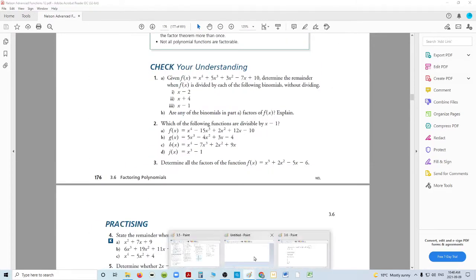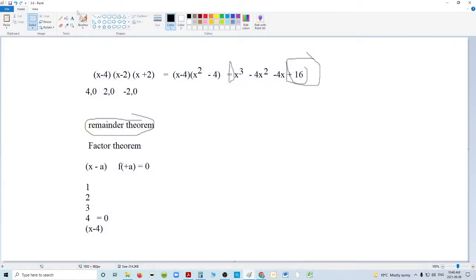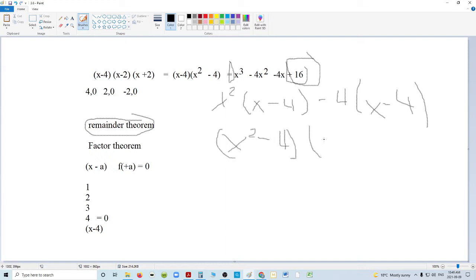Looking at the example I gave you here, if I were to group these two here, I could take x squared out of both of them. I'm left with x minus 4. And if I were to group these two, I could take minus 4 out of both of them, and I'm left with x minus 4. And right away, I've successfully factored it by grouping. I've gotten to this stage. So that means I've got x squared minus 4 as one factor, and x minus 4 as another.